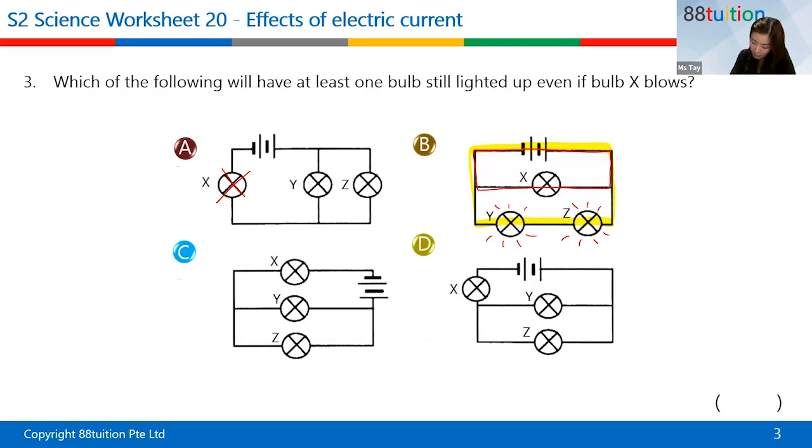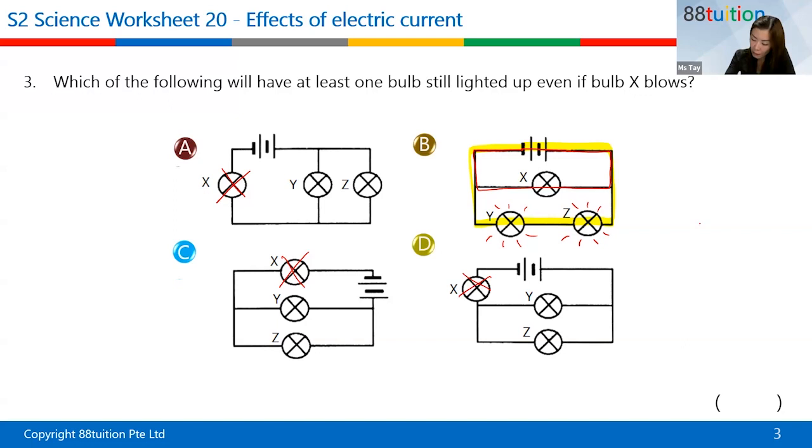Same thing here. If this is the one that has blown, there will be an open circuit, because this is the main branch it is flowing through. So there is no way it can flow to the other branches. Similarly, this is still the main branch.